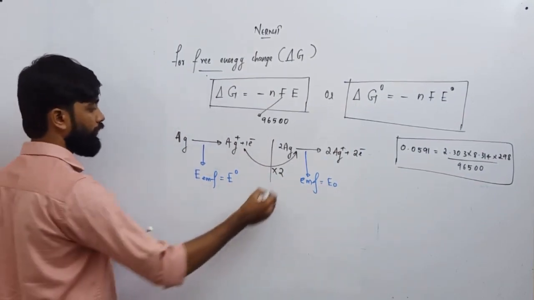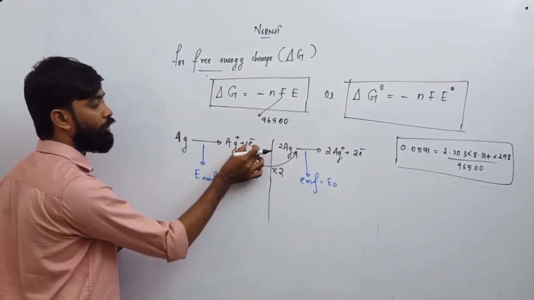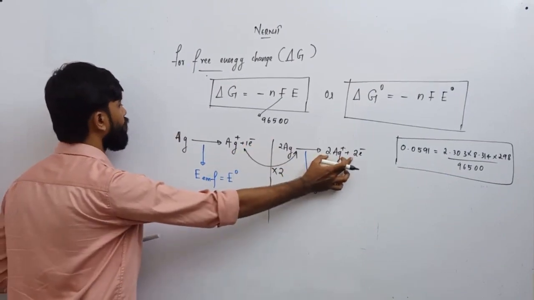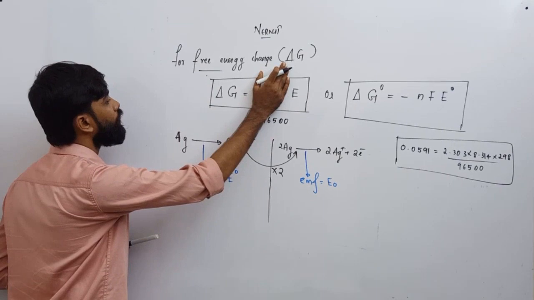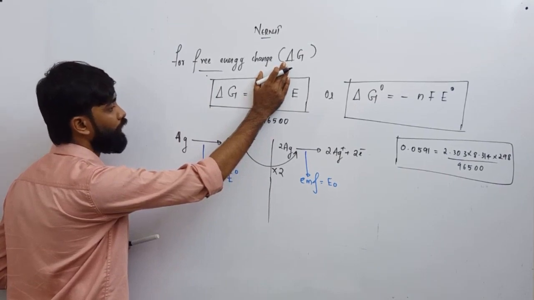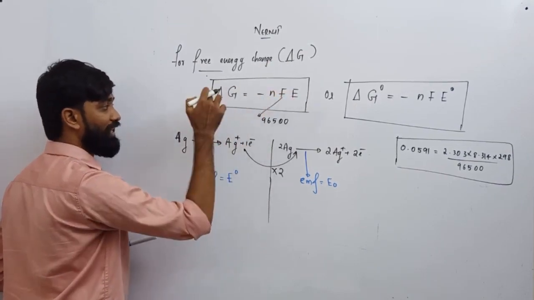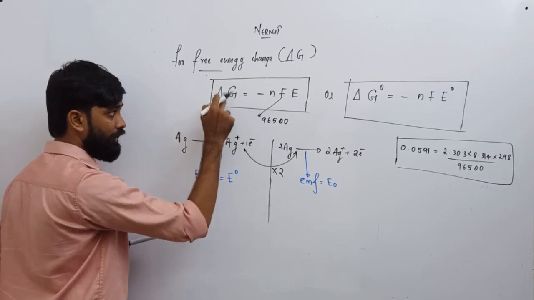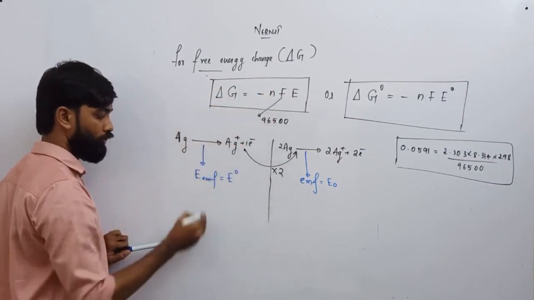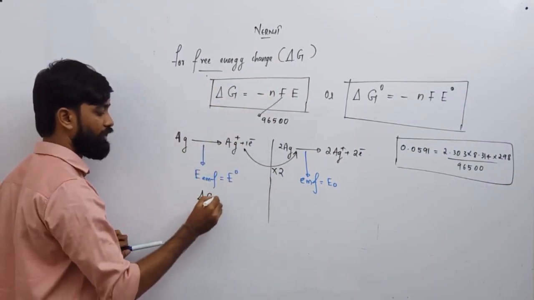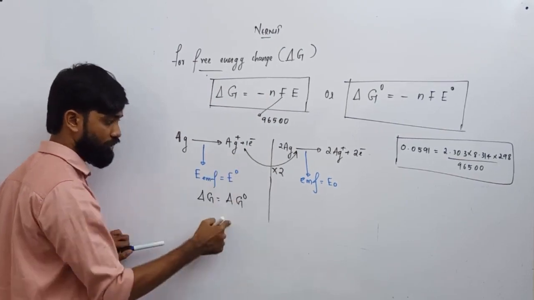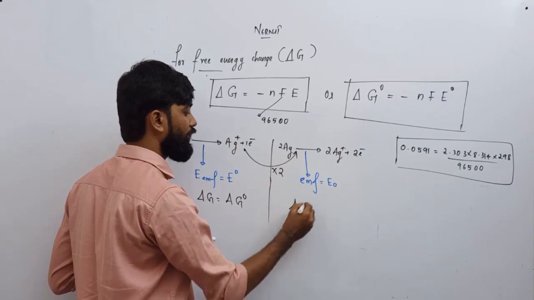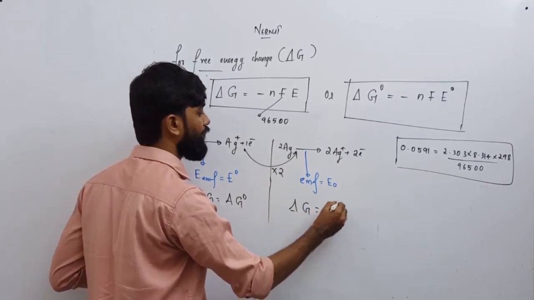But here the number of electrons involved is 1, and there the number of electrons involved is 2. The value of E or E0 does not depend on the number of electrons involved, but the value of delta G depends on the number of electrons involved. So if the delta G here is delta G0 in the first reaction, then in the second reaction the delta G will be 2 times that delta G0.